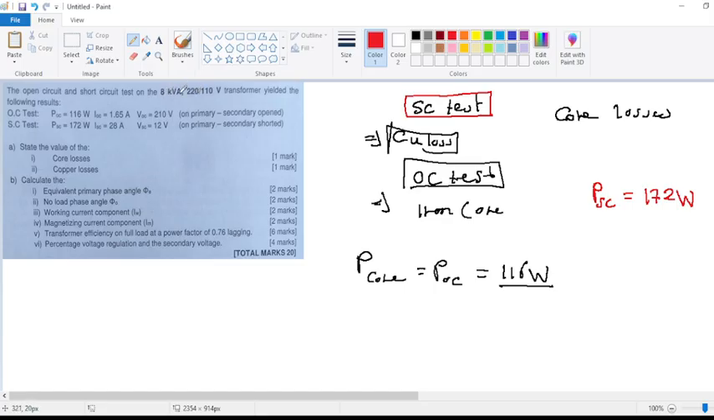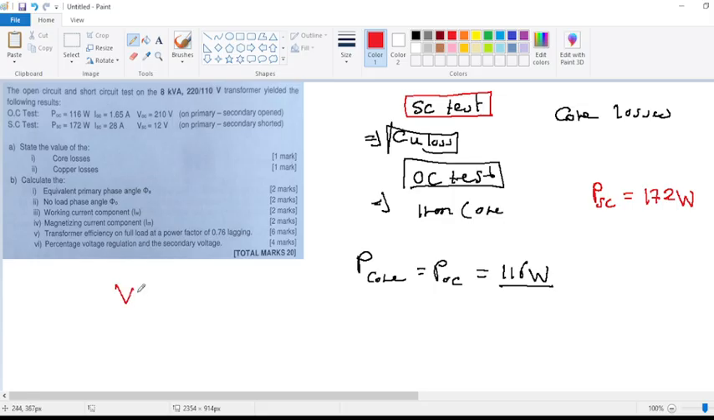So what are we going to do with it? We can use this to calculate the primary rated current. That primary rated current is the one which is going to determine the full load current. We're going to have the full load current and the full copper loss power. So from there, we're going to have the primary current here.